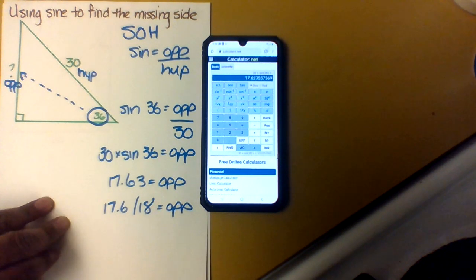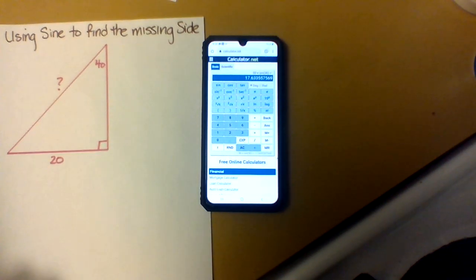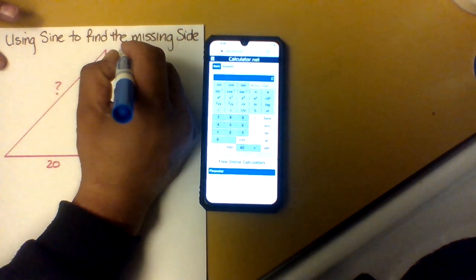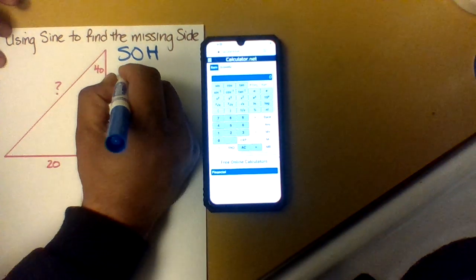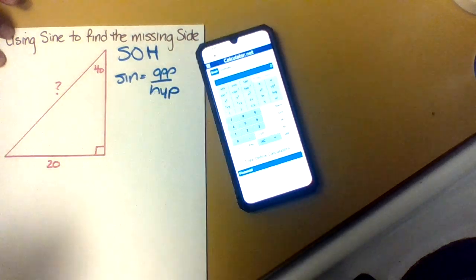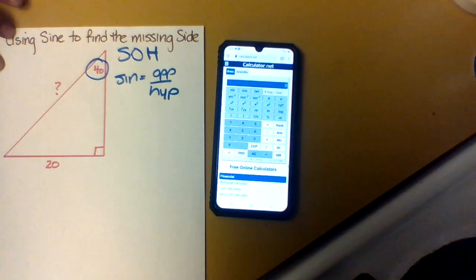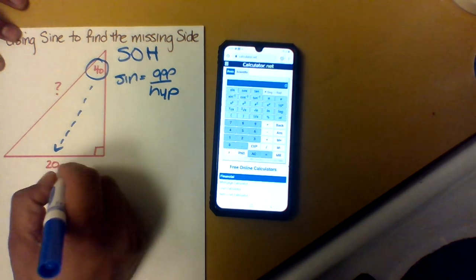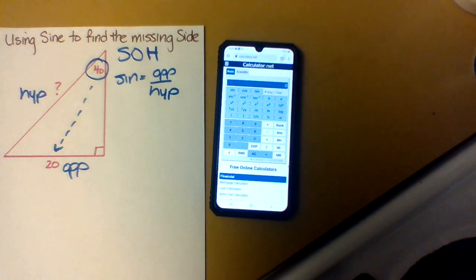Well, that looks a little different too. What if we need to find the hypotenuse? All right, well, let's clear off our calculator. Once again, our acronym SOH tells us what our ratio is, which is sine equals opposite over hypotenuse. All right, and we know what we need. Okay, we know our angle is 40. This side is opposite to it that we have, but we don't know what the hypotenuse is.